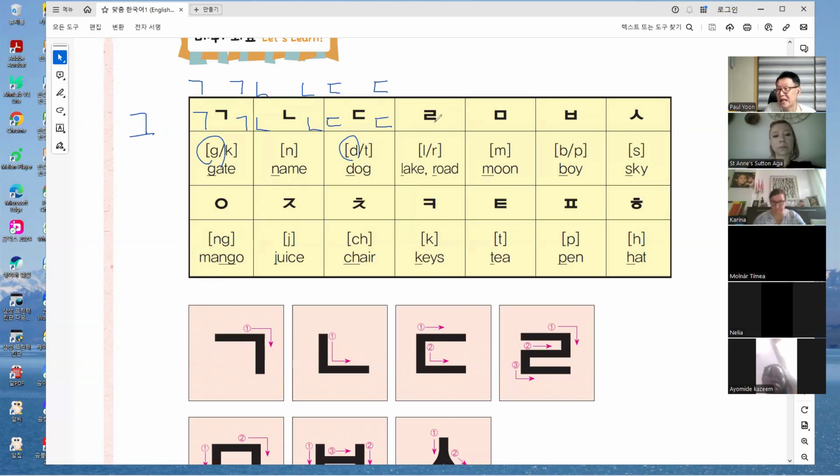This one I already told you, right? L. Le. L. Le. One, two, three. Some Koreans also write it with only one stroke like this. It's the wrong way. The correct way is one, two, three. L. Lay, road. But remember that this consonant, when located at the first of a letter, is closer to L.